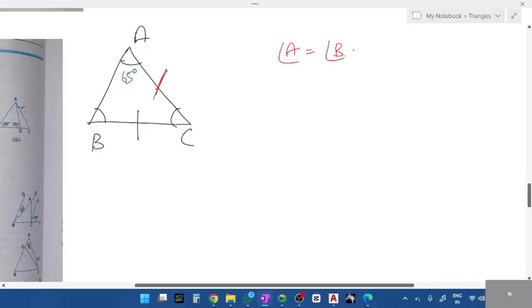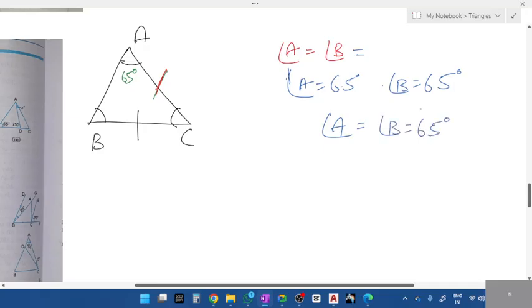This you have to write. First you have to mention it. So what will be the value of angle B? If angle A is 65 degrees, angle B is also 65. Instead of splitting and writing twice, you can directly write angle A is equal to angle B is equal to 65 degrees, in one single line. And what's the reason you have to write? Angles of isosceles triangle are equal.